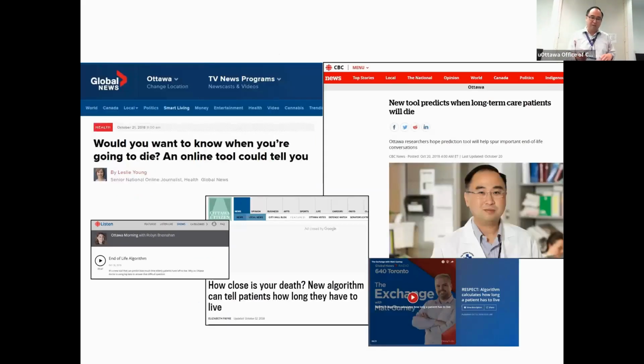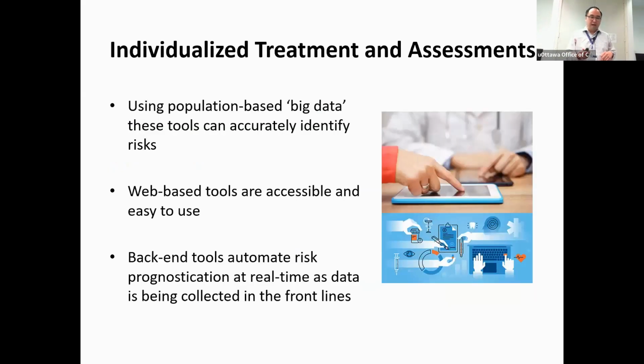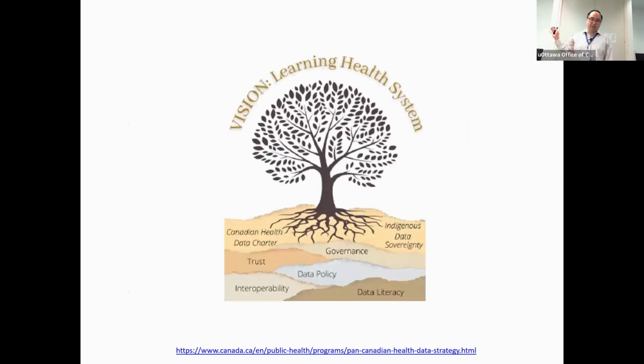So these are just some of the news stories that came up. What our team is trying to do is really use big population data to transform data into tools that can inform clinical decision making. And again, what we really try to do is automate risk prognostication in real time, right? And as it's being collected at the front line, so we create a learning health system that's not just using stale data.